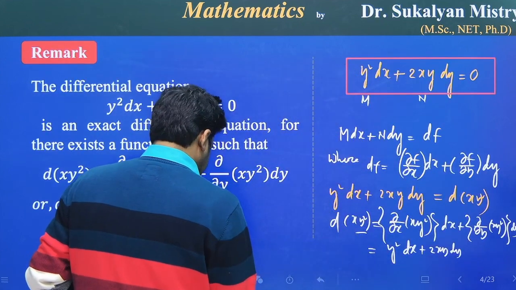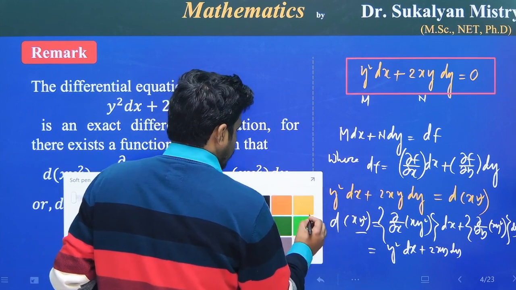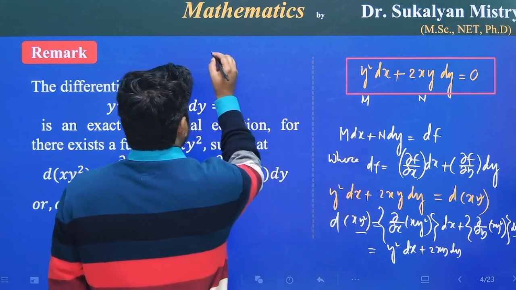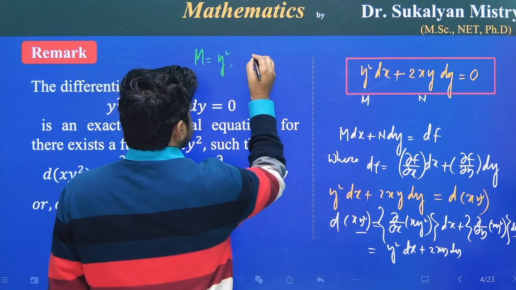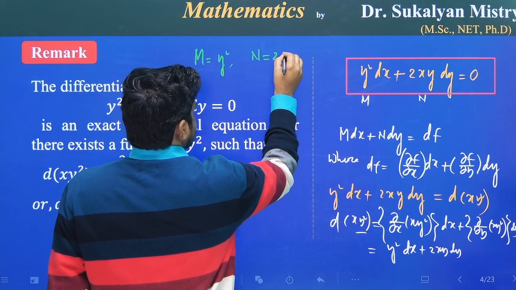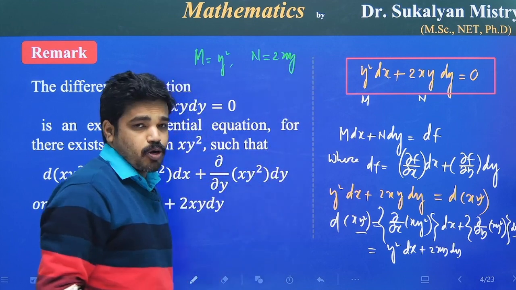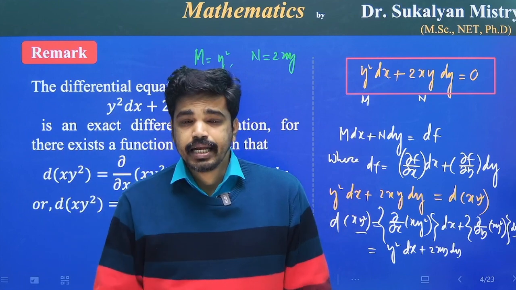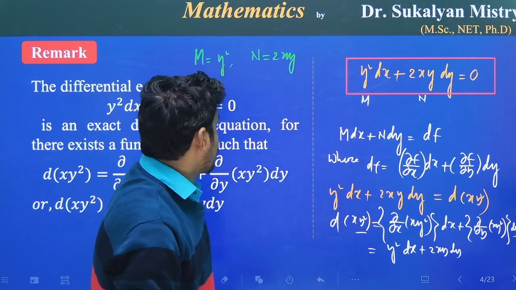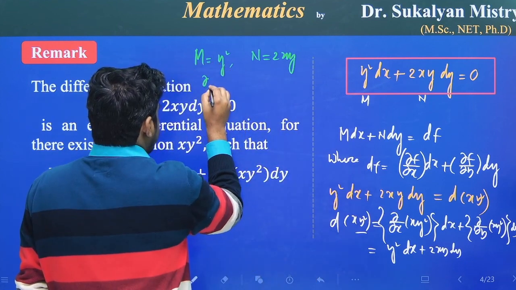What is M here? Here M is y square. What is N? N is 2xy. When will it be exact? If del M del y is equal to del N del x, right? So what is del M del y?